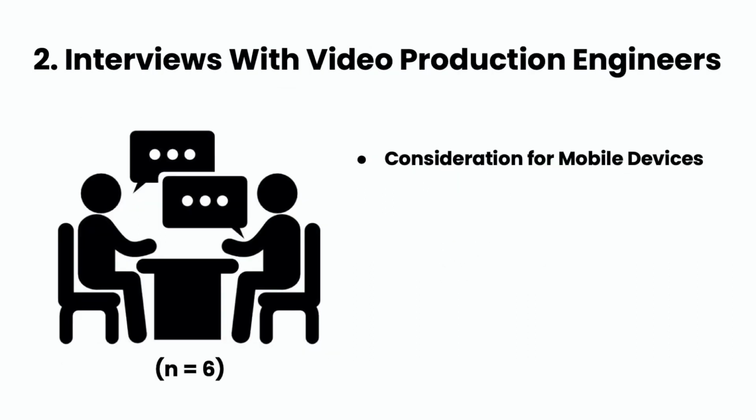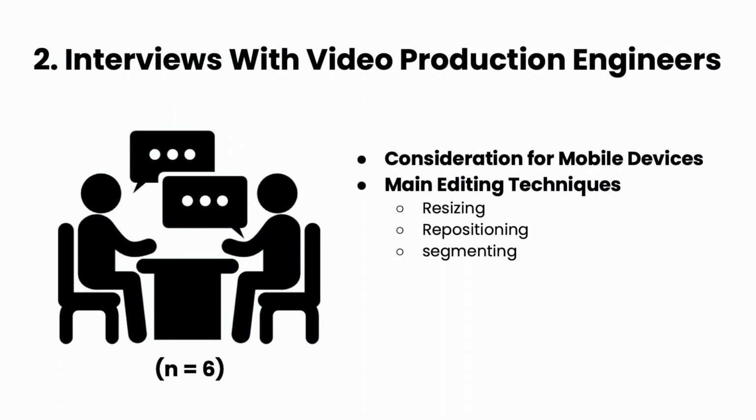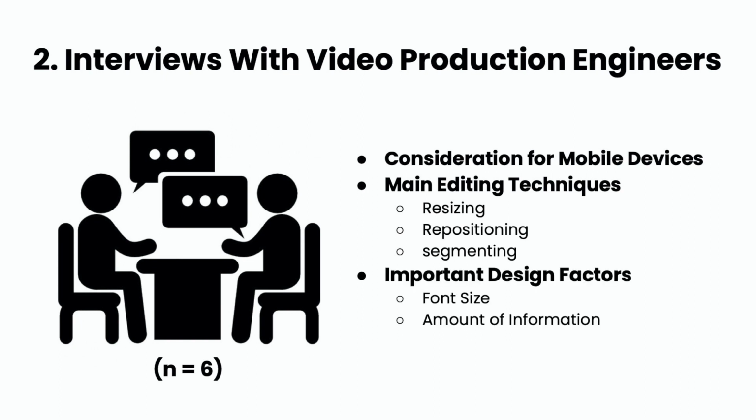We also conducted formative interviews with 6 video production engineers to investigate current practices and challenges in content design for mobile devices. The engineers considered how the content they created will be displayed on mobile devices. They mentioned an increasing number of learners watching a video lecture using various portable devices and different learning environments. For this reason, they tried to adapt the content to fit mobile devices by resizing, repositioning, and segmenting the content. The main design factors they considered include font sizes and the amount of information on mobile screens.